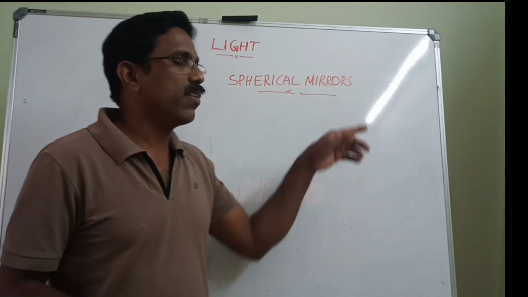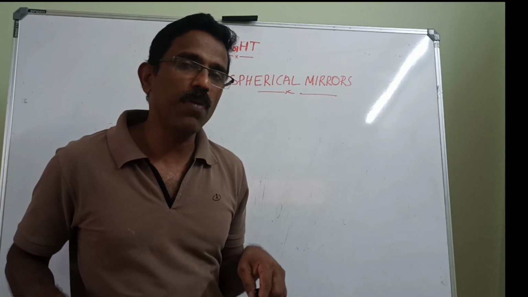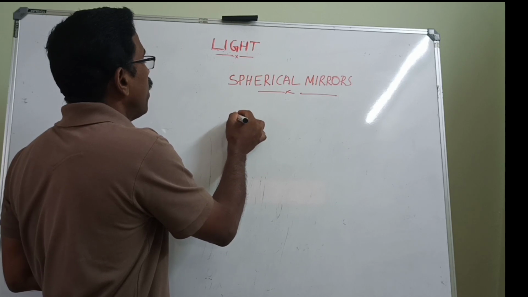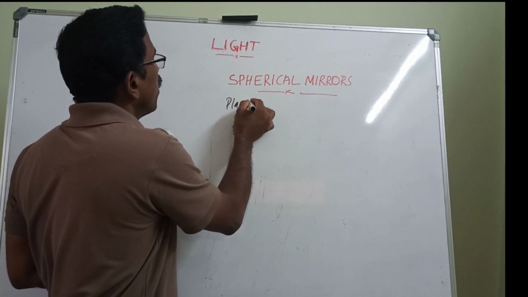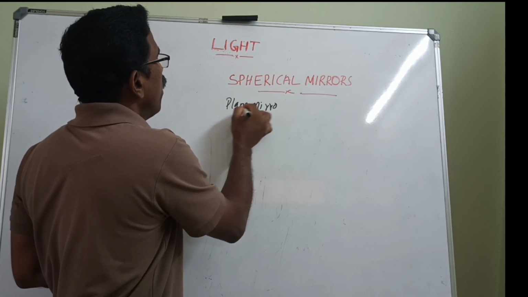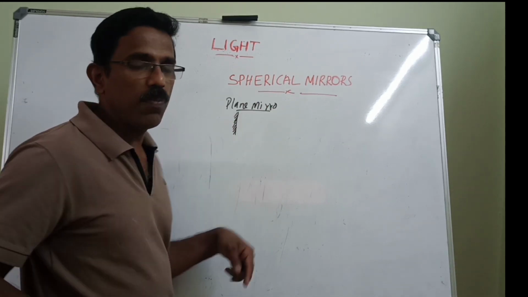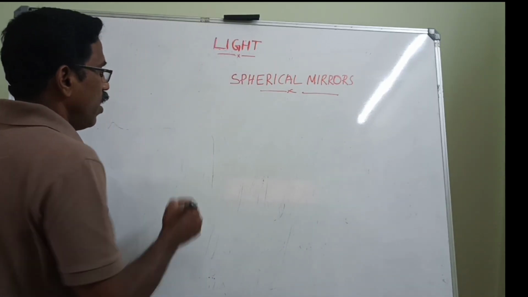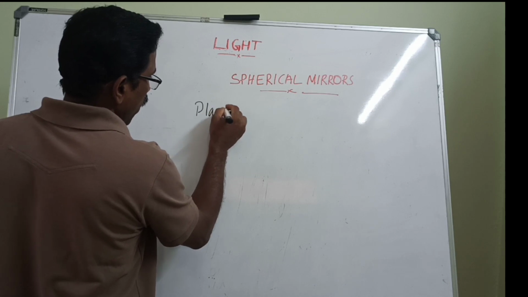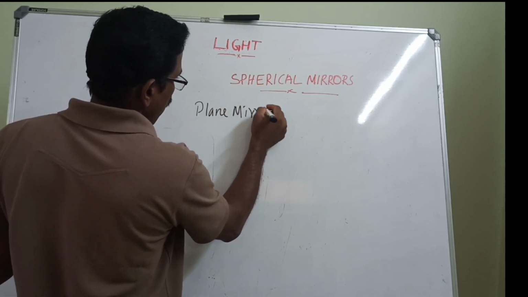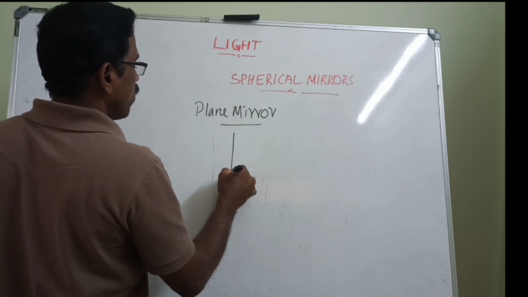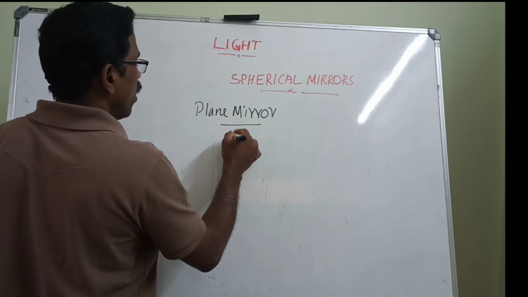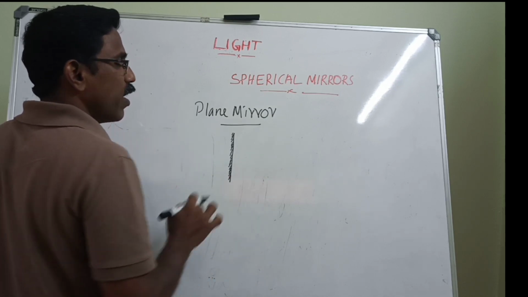Now we can discuss spherical mirrors. You have seen the plane mirror. In the case of a plane mirror, the reflecting surface is plane. But what about spherical mirrors? Plane mirror means the reflecting surface, we can say the silvered surface, of a mirror, which we can represent like this. So a plane mirror is like this.